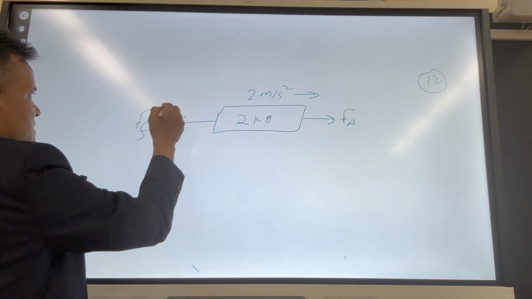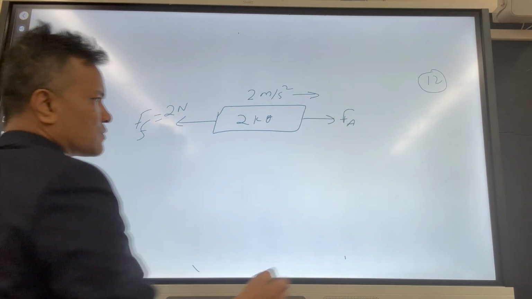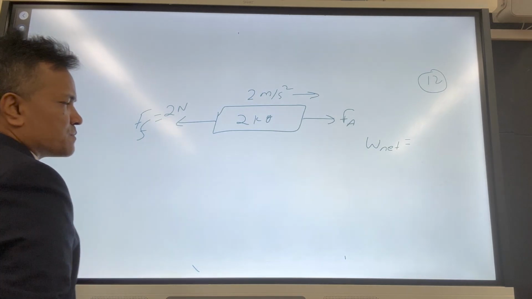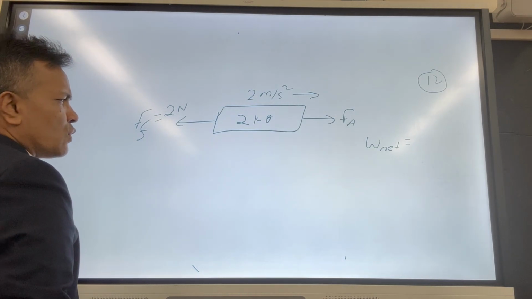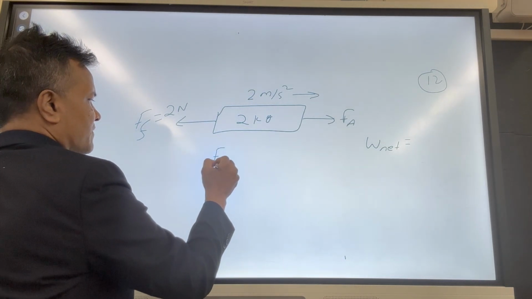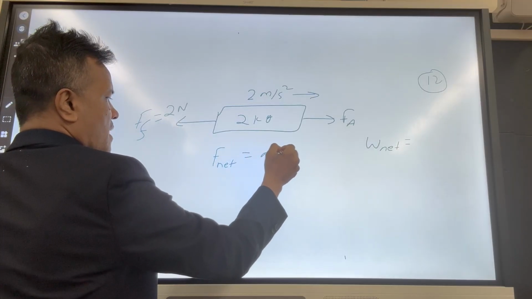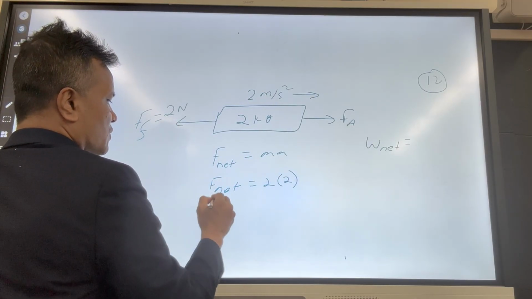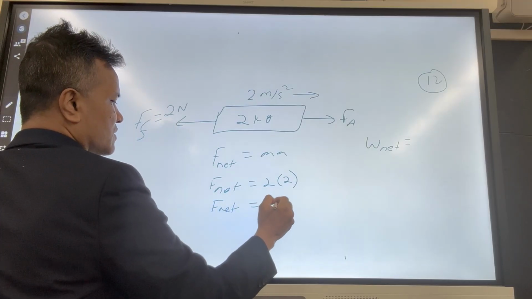Now, force of friction is given 2 Newton. I want you to find the work done by net force. Work done by net force means F net is equal to ma. So F net is equal to m is 2, a is 2. So F net is equal to 4 Newton.